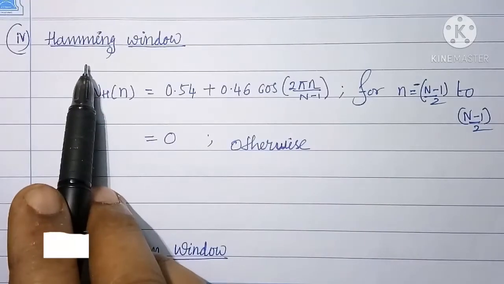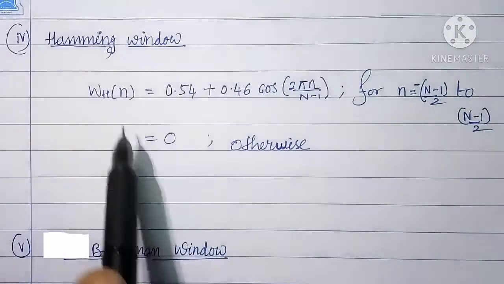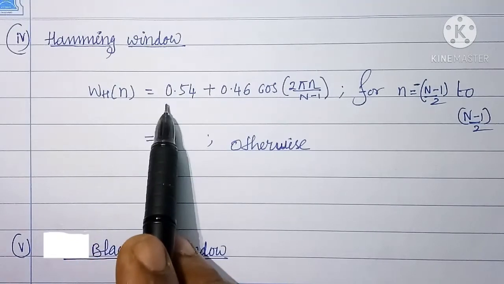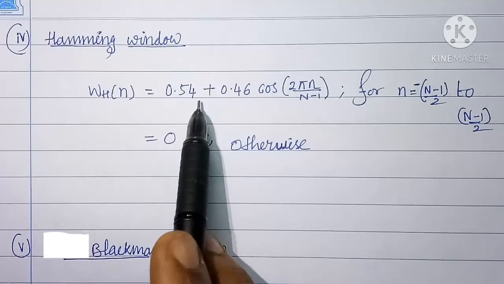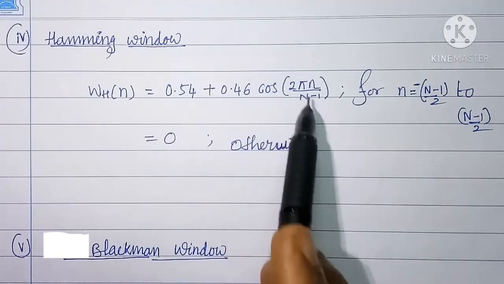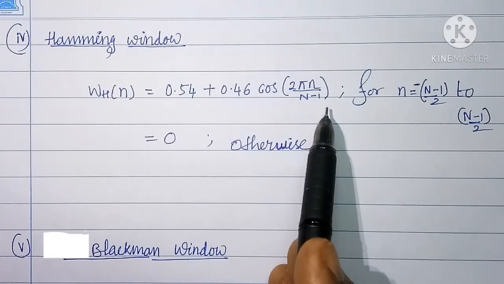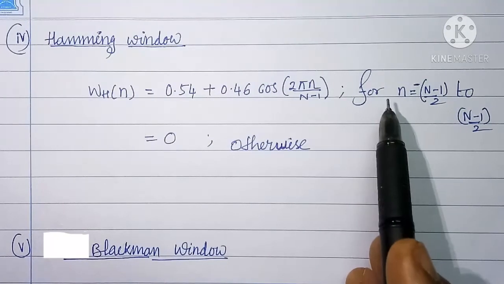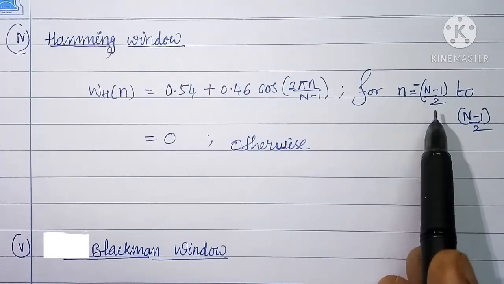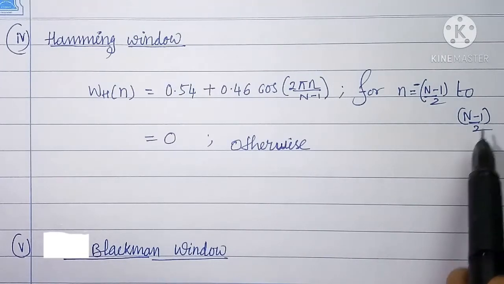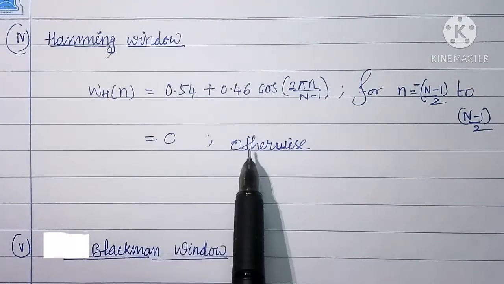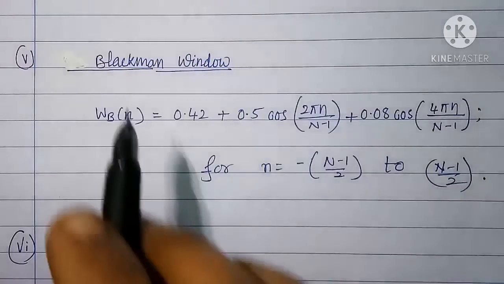Fourth window is Hamming window. Hamming window is denoted by WH of n and is given by 0.54 plus 0.46 into cos of 2 pi n upon (N minus 1), for n equal to minus of (N minus 1) by 2 to plus (N minus 1) by 2 and is equal to 0 otherwise.